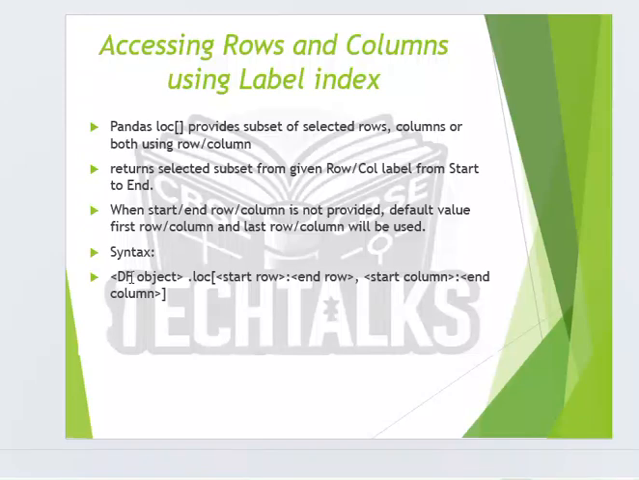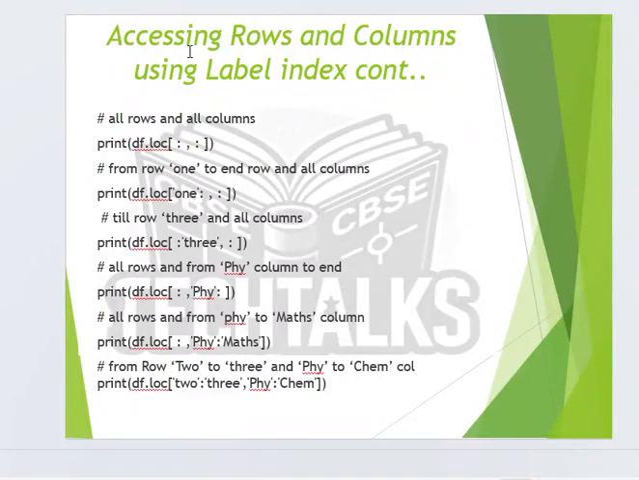Syntax is what? df object, that is you may use any object name, dot loc, start row colon end row, comma, start colon end column. So we have to give the range of rows and columns using colon in between, and row and column will be separated using comma. So there are two things: starting row colon ending row, comma. The first combination of two values with colon is about rows, and the second combination, starting colon end, is about columns. So let's try this one with an example.